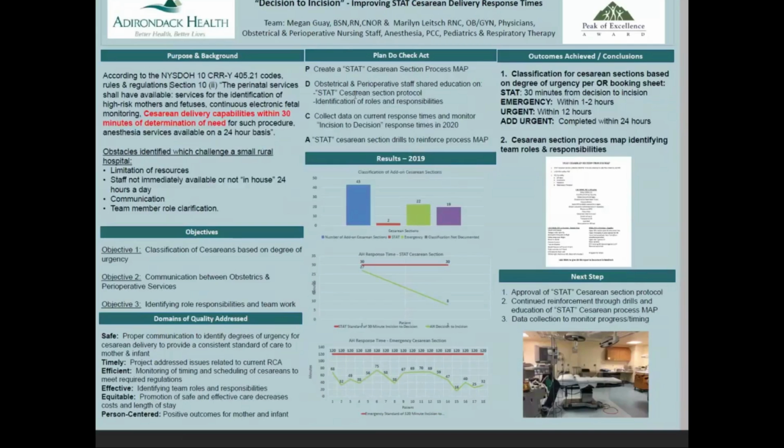So the next steps for this initiative is to obtain approval for the STAT C-section protocol. We are looking for reinforcement through drills and education of the STAT C-section process map and continued data collection to monitor the progress and make sure that we are maintaining our call-in, our decision to incision time, at less than 30 minutes.